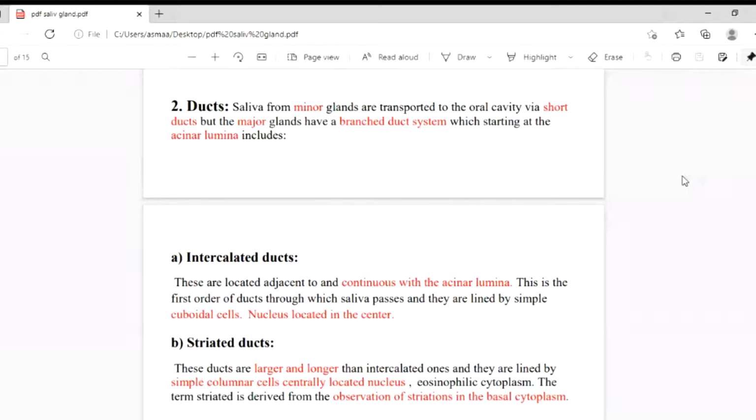We try to finish the previous lecture. We started the previous lecture with the salivary gland, and now I'll give you information about the ducts of the salivary gland.